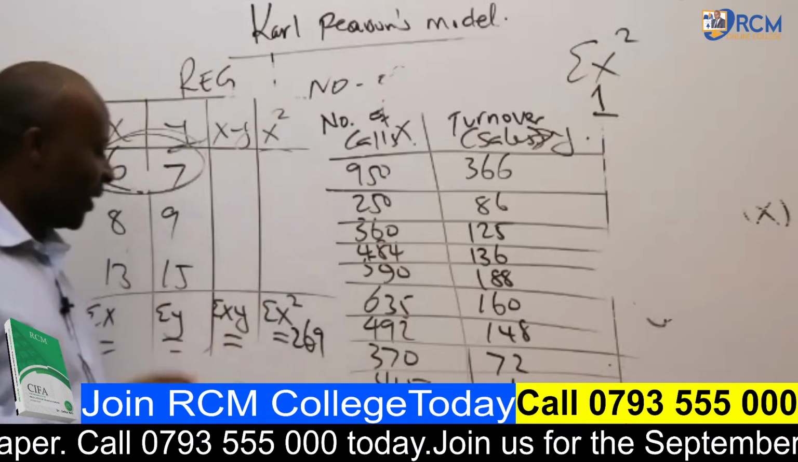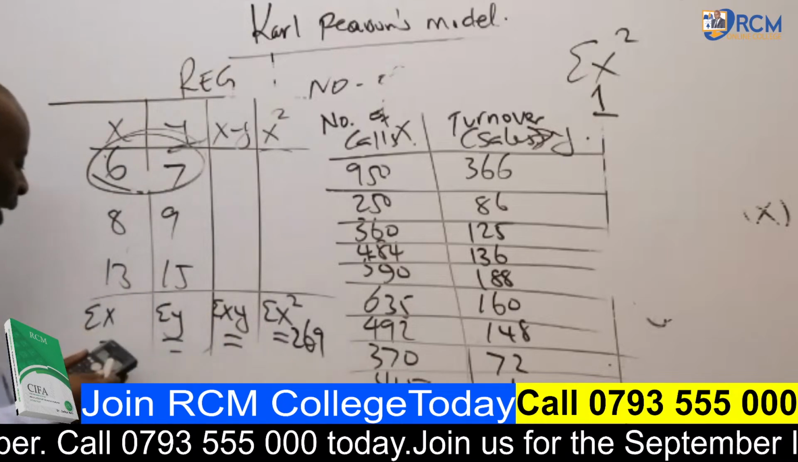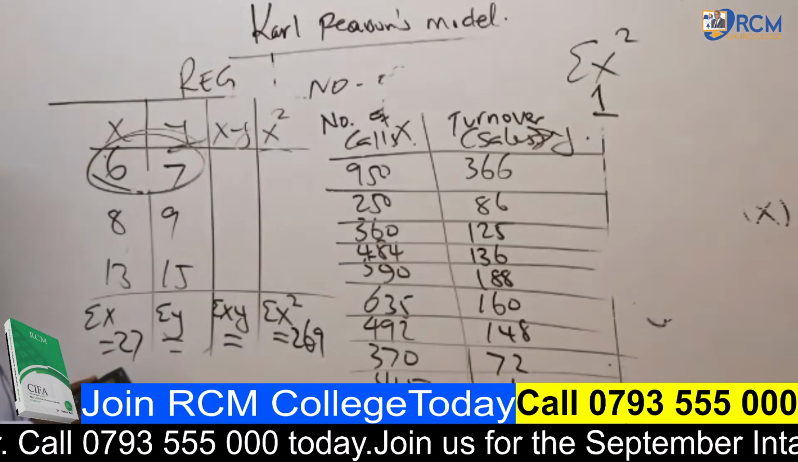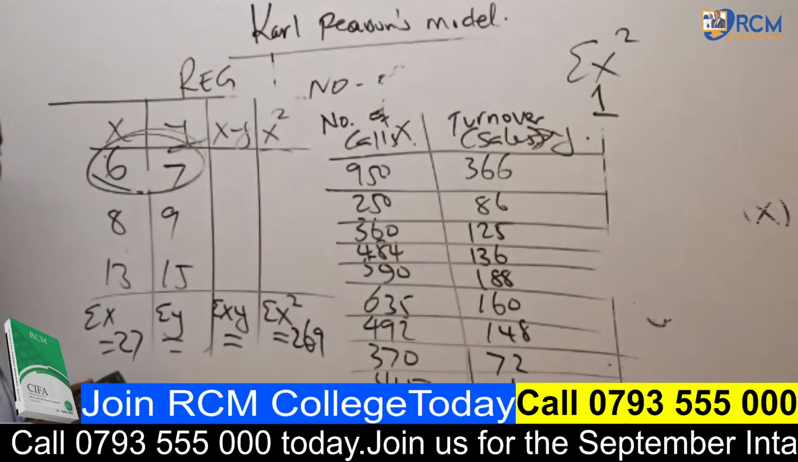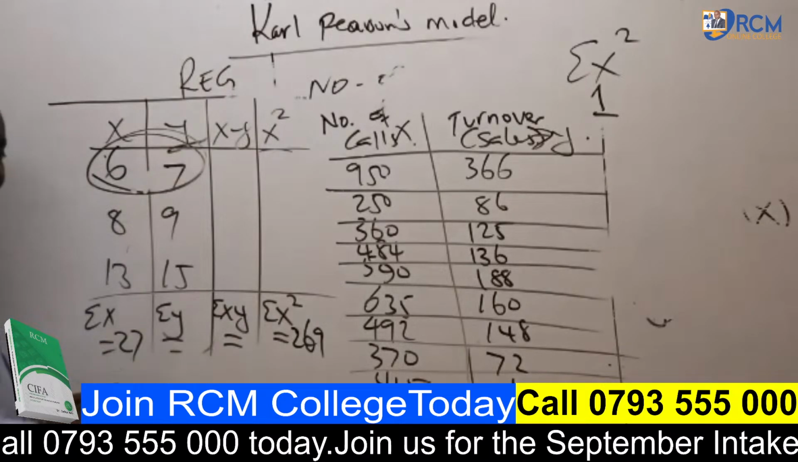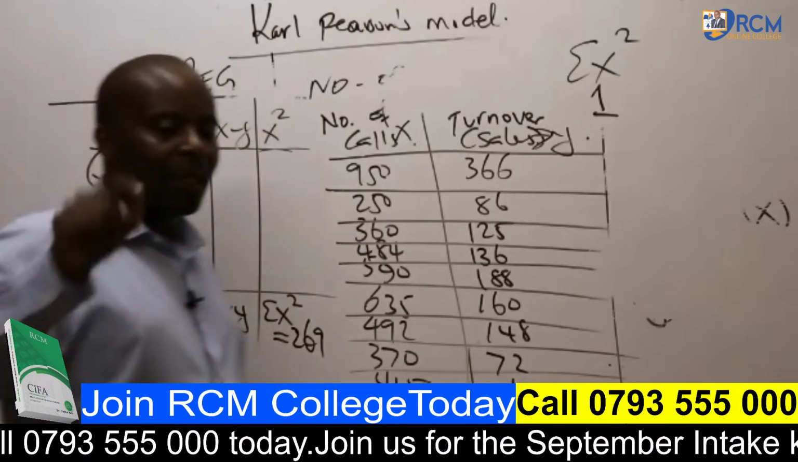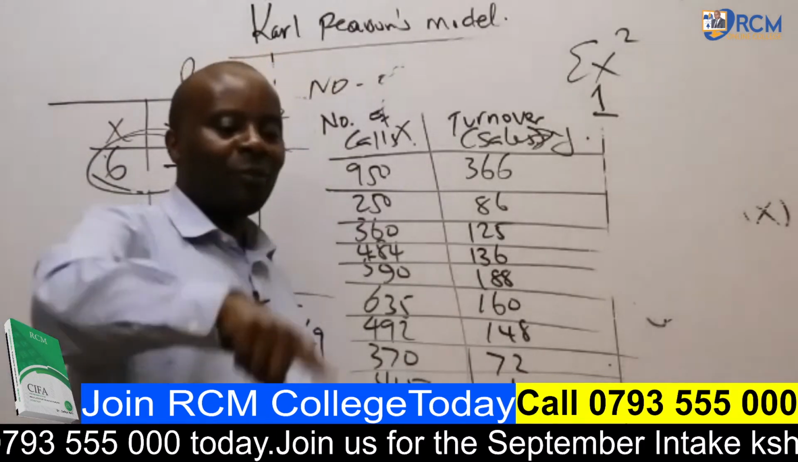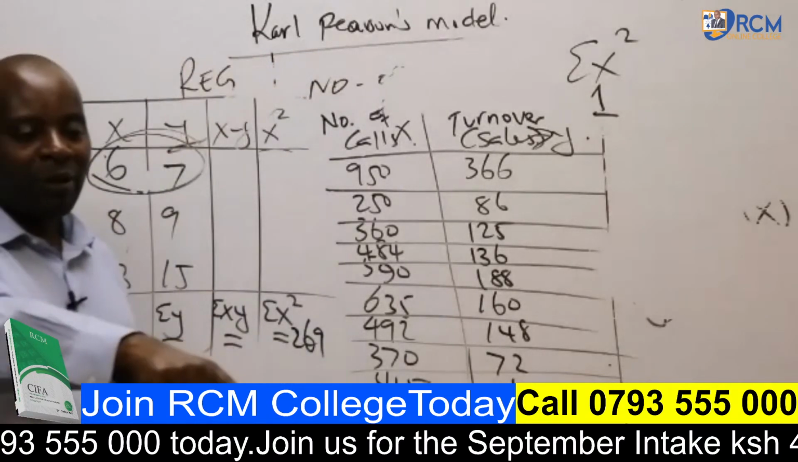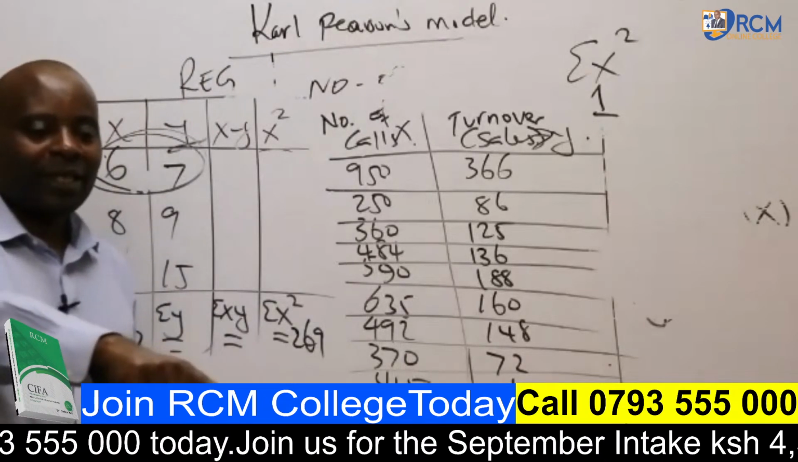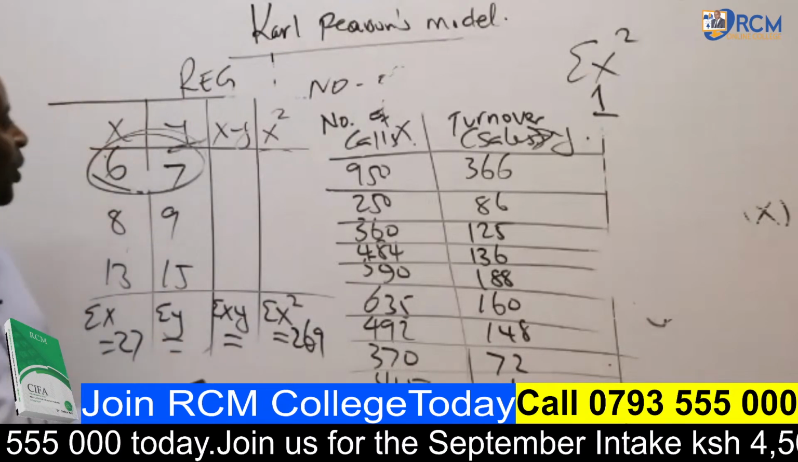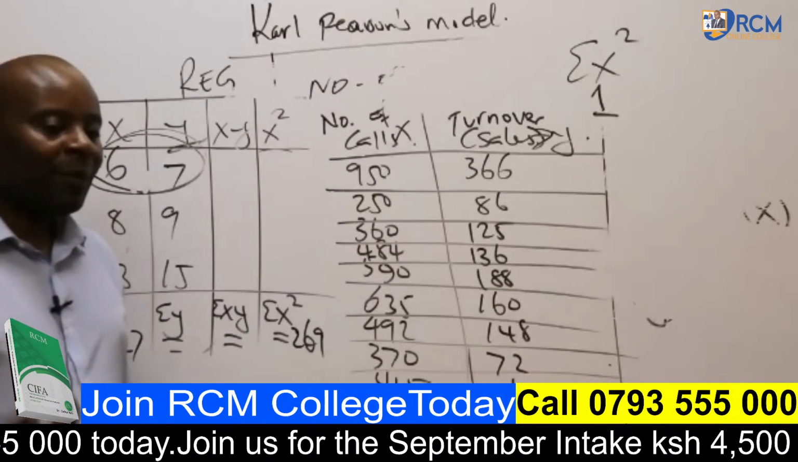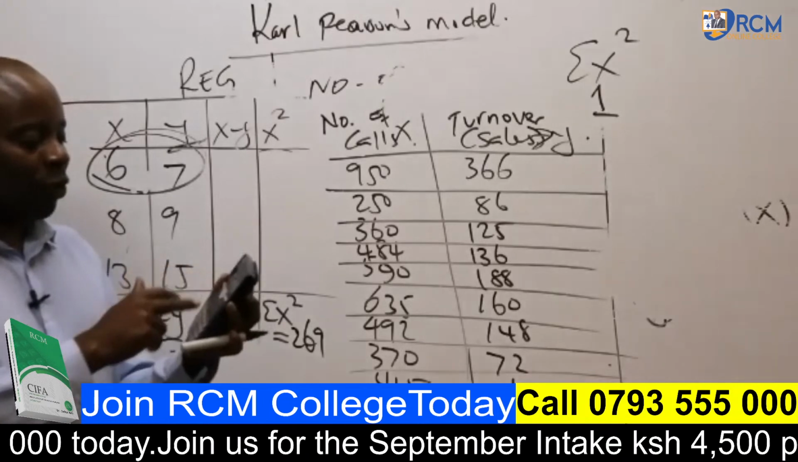So summation of x is 27. Now, using that concept, could you kindly try evaluating summation of y for me? Anytime, ladies and gentlemen, I want to get summation of y, summation of any parameter, I'll always go back to shift 1.